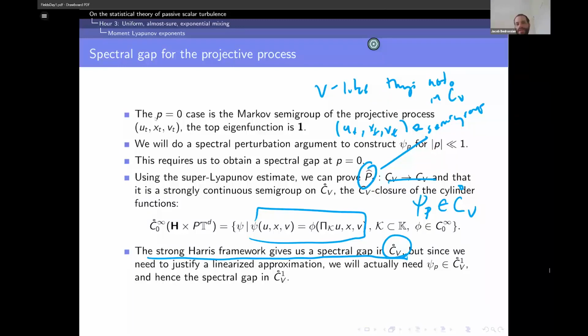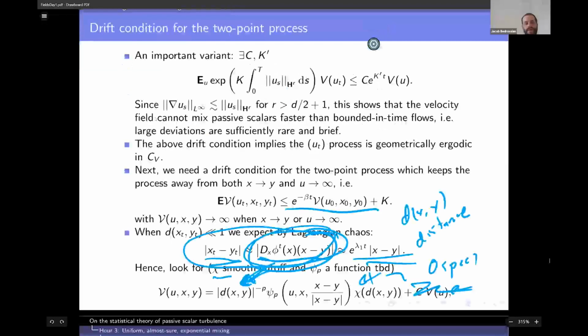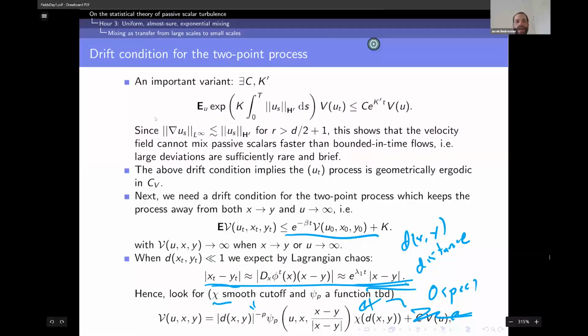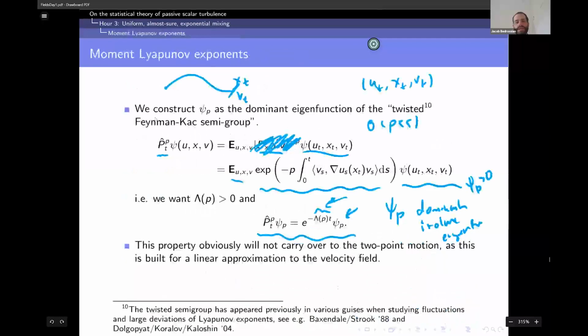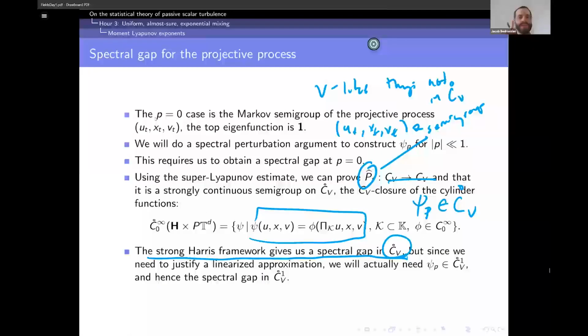But actually, because we need to justify a linear approximation, it's going to turn out that we need to actually differentiate psi p. So that means we need psi p to be differentiable, and not just differentiable, it needs to be differentiable in the circ space. It needs to be C1V circ. And so now we need a spectral gap in a different space. So we need multiple spectral gaps in multiple different spaces.